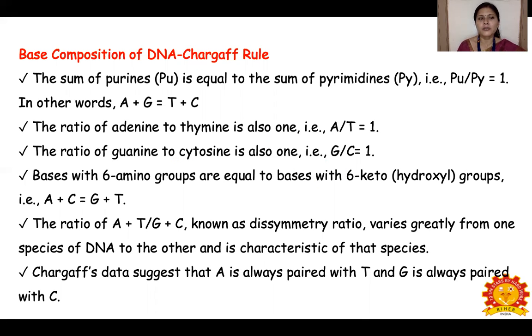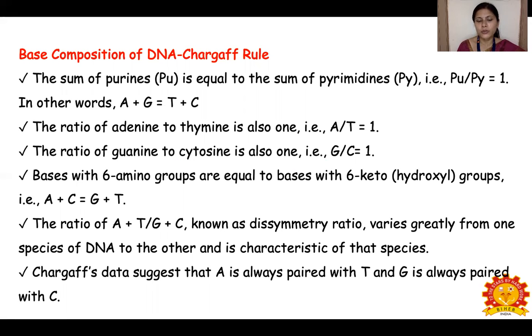So based on Chargaff's rules, the DNA base composition follows these 5 or 6 rules. The first rule is that the sum of the purines is equal to the sum of the pyrimidines. So it is for one DNA. If you see that, we can say that A plus G equals T plus C. That means the total number of purines, Pu, equals Py. The ratio of adenine to thymine is also 1, that is another rule. So A by T equals 1. The ratio of guanine to cytosine is also 1, that is G by C equals 1.